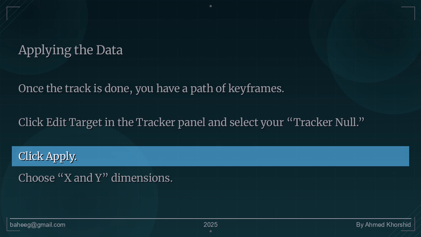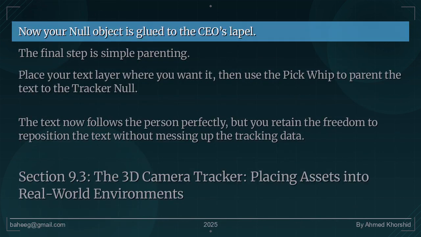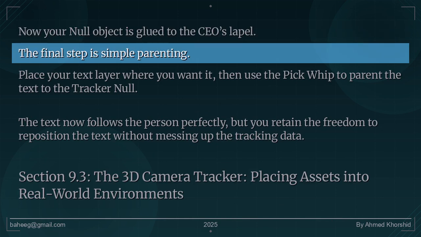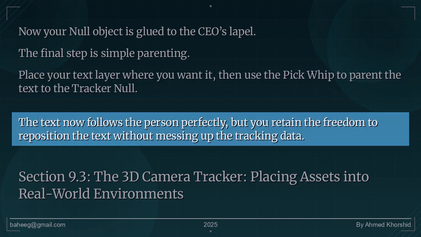Click Apply. Choose X and Y dimensions. Now your null object is glued to the CEO's lapel. The final step is simple parenting. Place your text layer where you want it, then use the pick whip to parent the text to the tracker null. The text now follows the person perfectly, but you retain the freedom to reposition the text without messing up the tracking data.